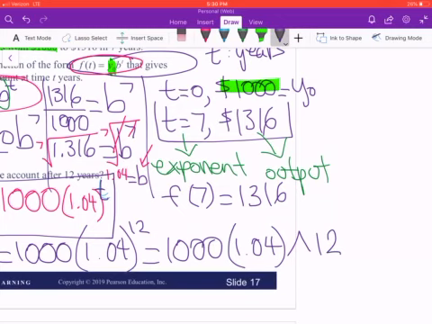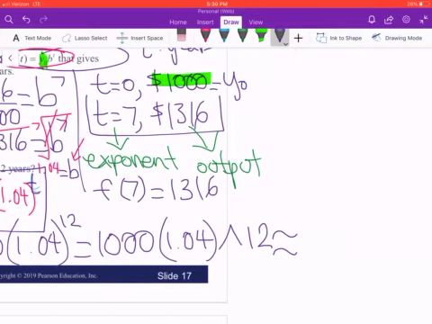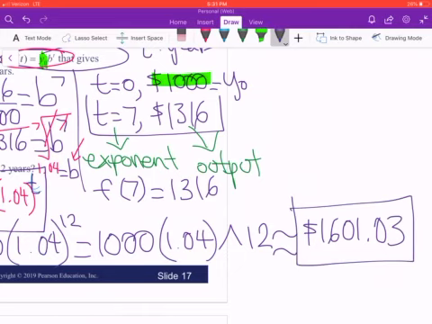And so you should get something that is approximately, and since we're talking about money, we're going to round to the nearest cent, 1,601.03. And so that would be the answer to our first problem.